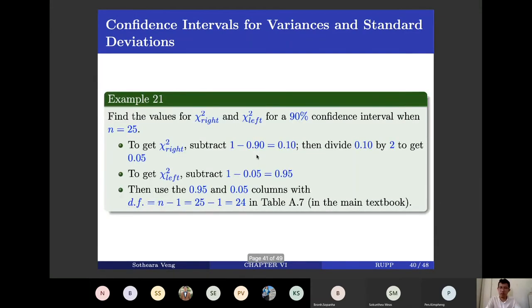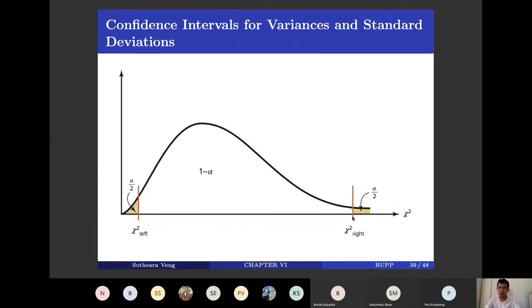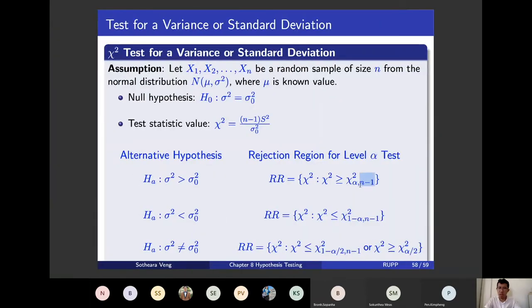And the way we define the critical value is in this way. Chi-square right in this case means this one. It means that this is the point where the area to the right is alpha, and you have to specify the degree of freedom n-1.